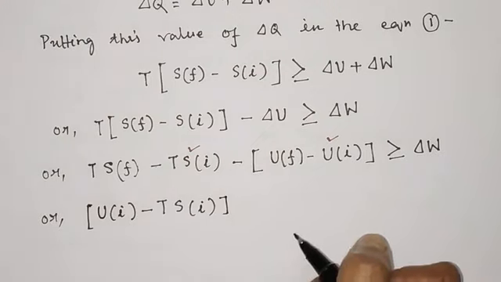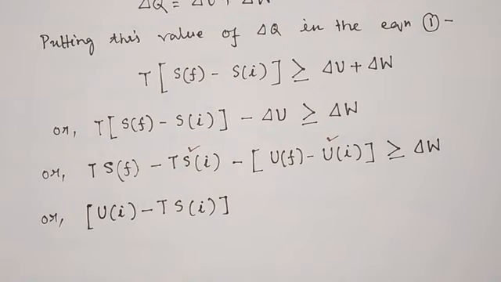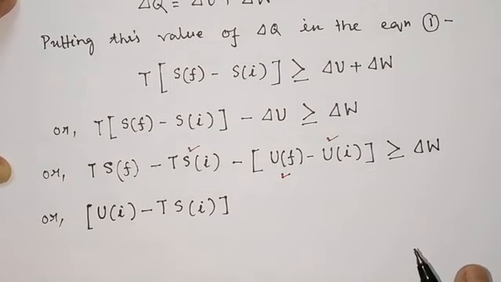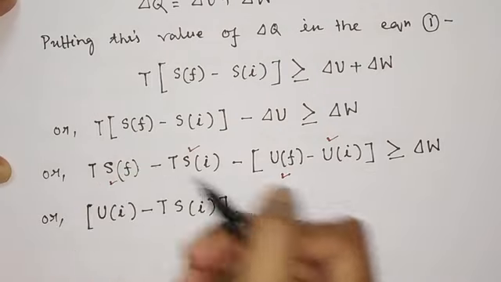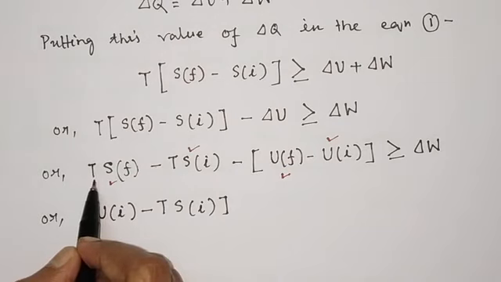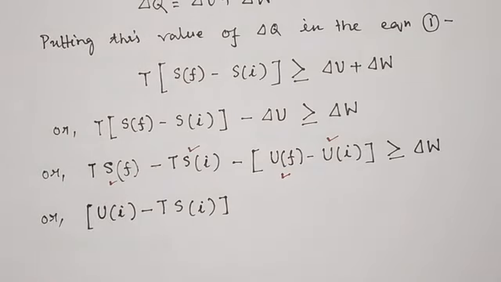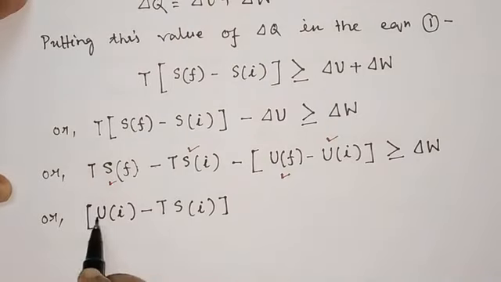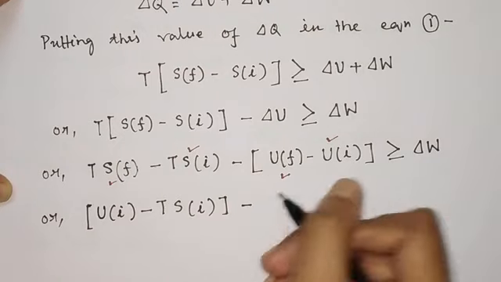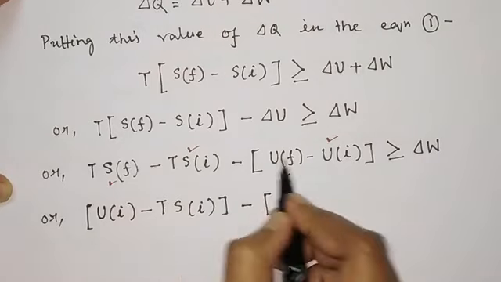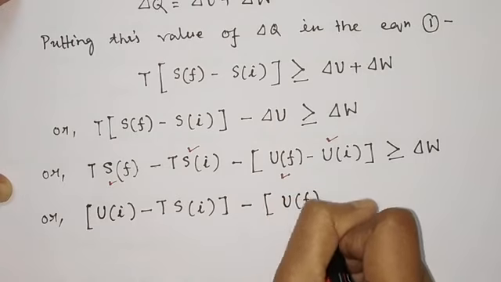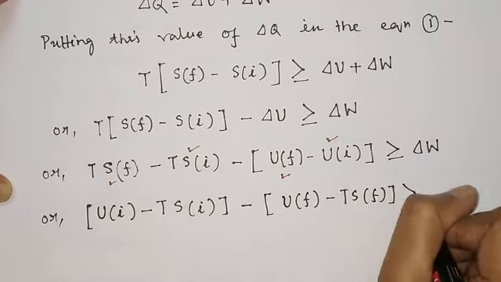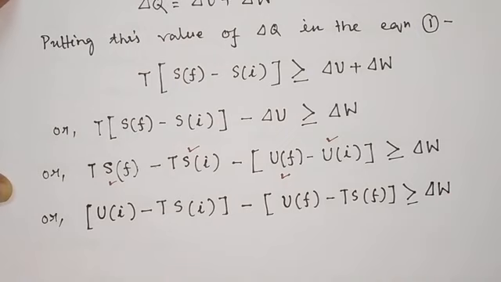Then we will write the rest of the terms, that is the terms for the final state, which is UF, the internal energy of the final state, and TSF, where T is constant and SF is the entropy of the final state. If we want to write them in a similar form, U minus TS, we will have a negative sign. Because it is minus UF, within the bracket we will have minus UF minus TSF, which is greater than or equal to delta W.